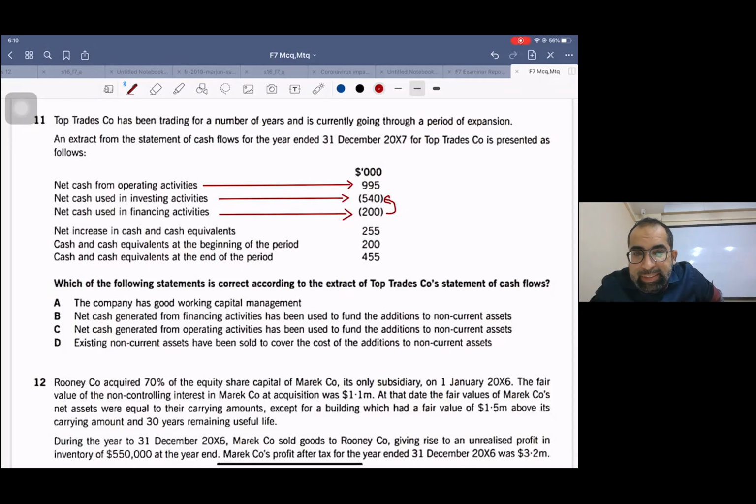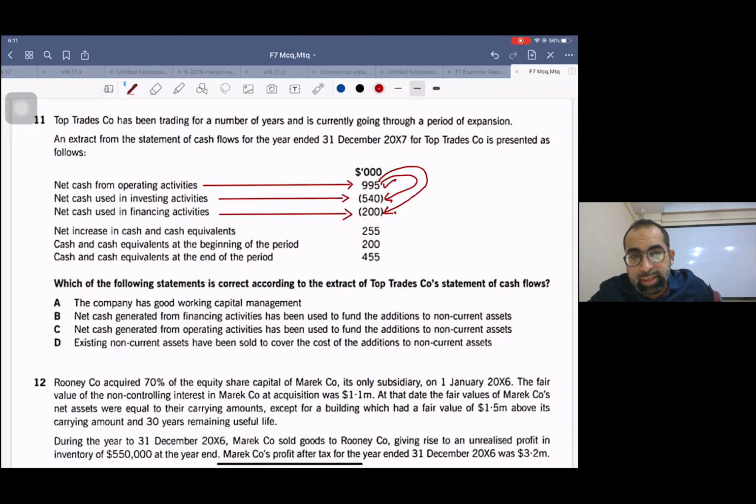In this question, you have not generated any additional finance from financing activities, and you are not investing that finance in investing activities. That's not the case. But this is possible: you earned a big amount from operating activities, 995, and then you invested that amount in investing activities, and you used that amount in repaying loan or distributing dividends. That means you are earning from your operations, investing that money in investing activities, and repaying loan or distributing dividends from that money. This may be the interpretation.